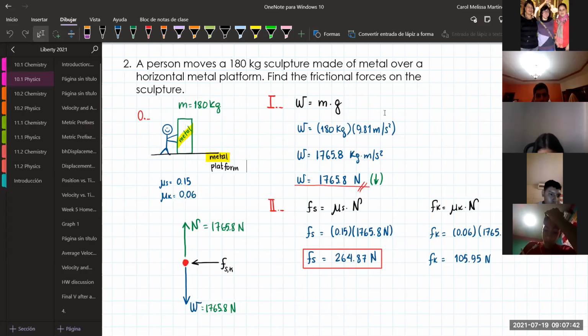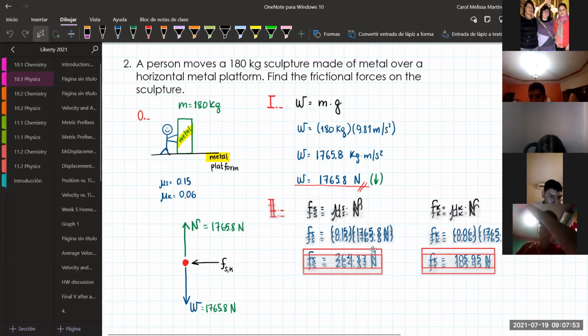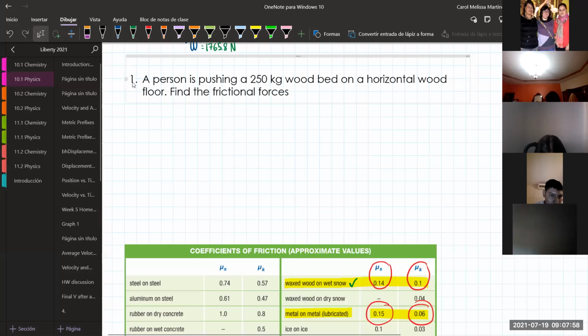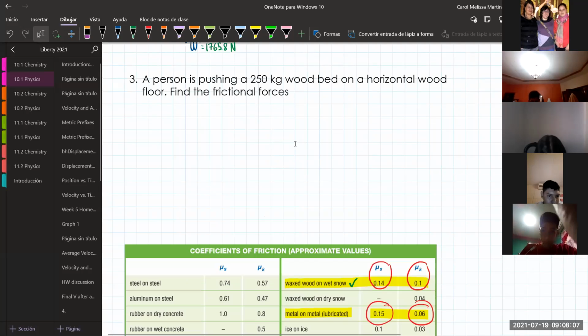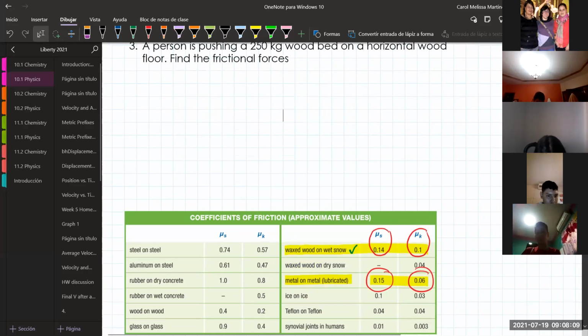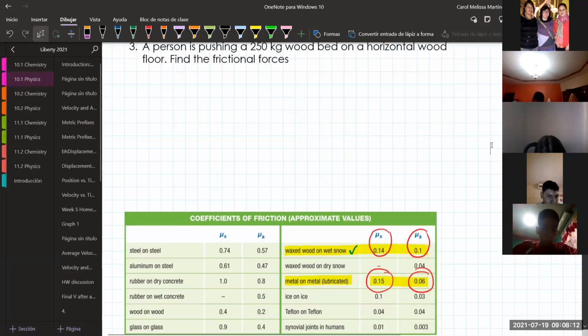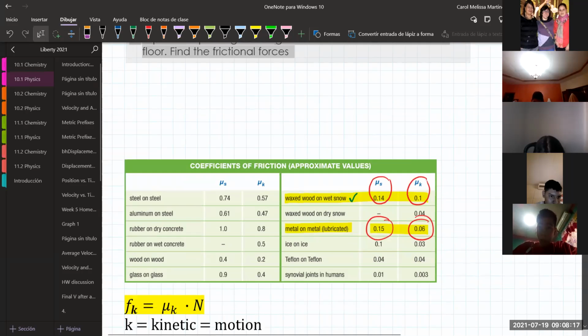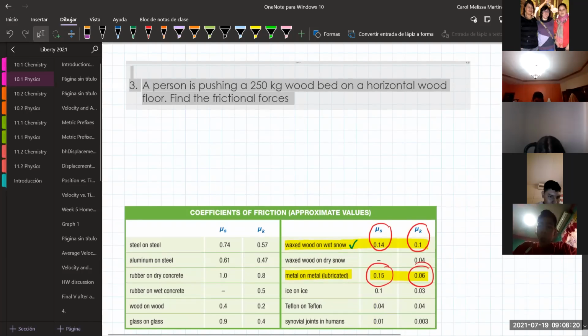Now, in your notebook, in this moment, you're going to practice this topic by doing the third exercise, okay? This is the exercise, the third exercise. So you're going to work in this moment on your notebook. I'm going to leave here also the table so you can use the coefficients.